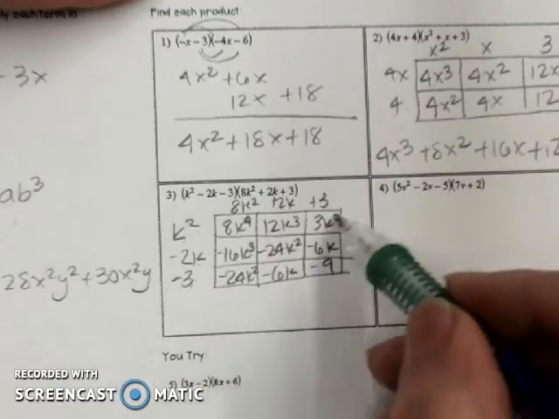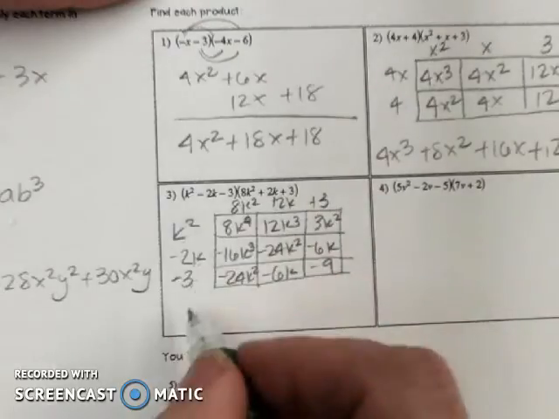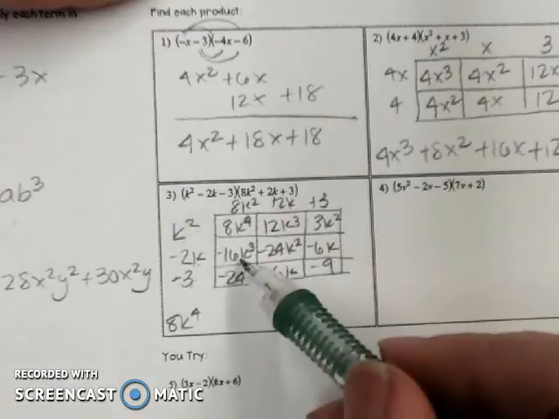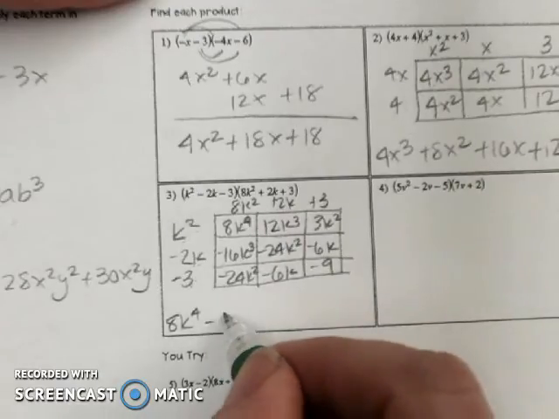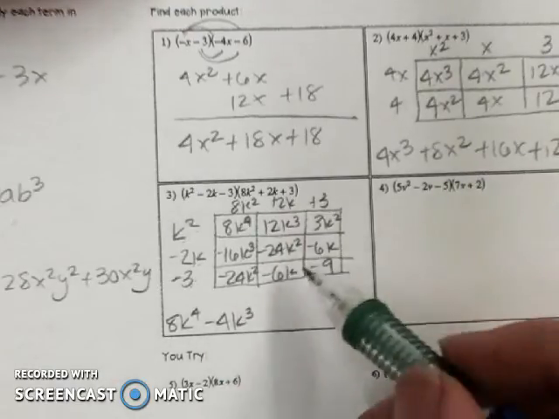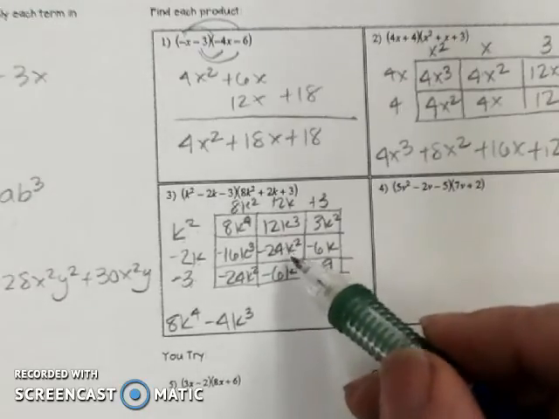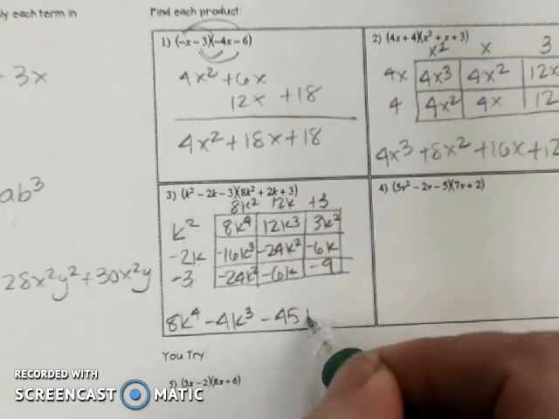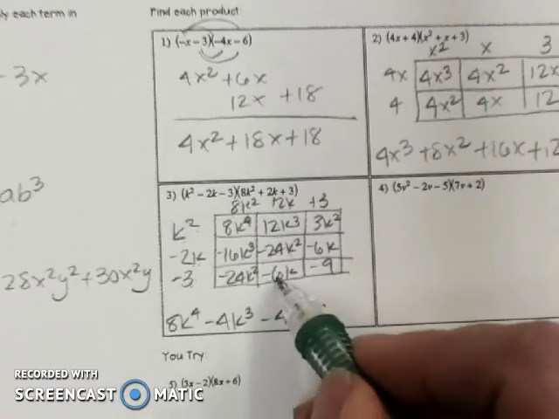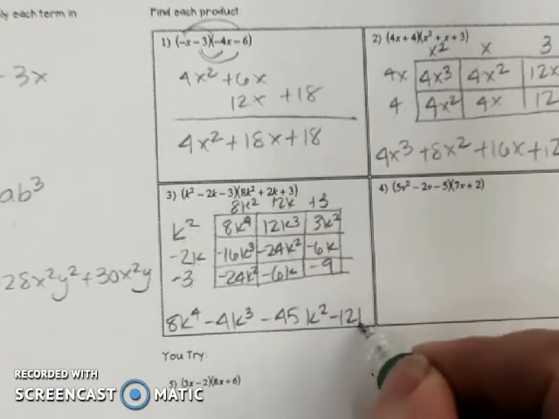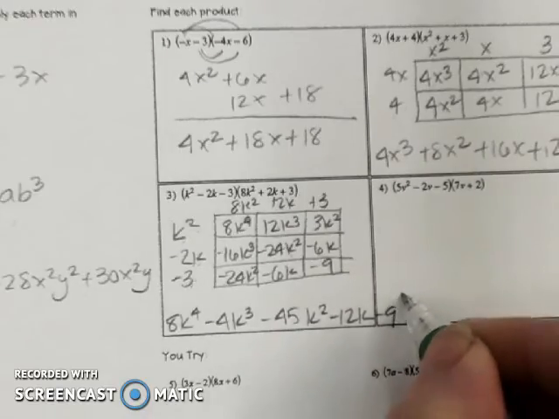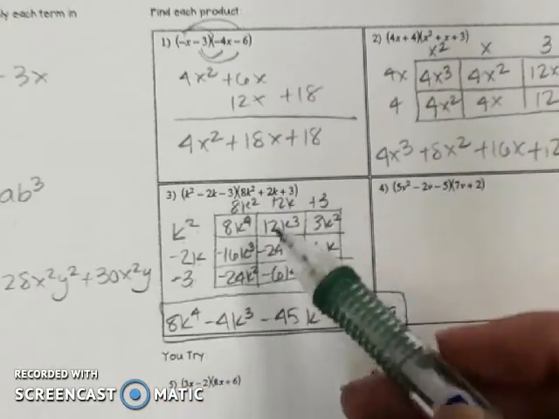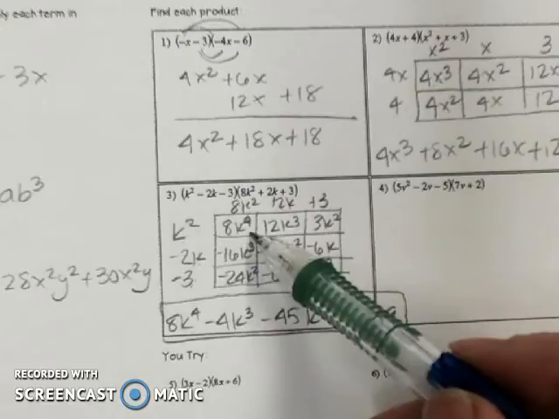Notice the diagonals are my like terms. So I've got an 8k to the 4th. Negative 16 and 12 is going to give me a negative 4k cubed. Negative 24 and negative 24 is negative 48. And negative 48 plus 3 gives me a negative 45k squared. Negative 6k and negative 6k is negative 12k minus 9. And that's my answer. As long as I did my math right, and I think I did, 8k to the 4th.